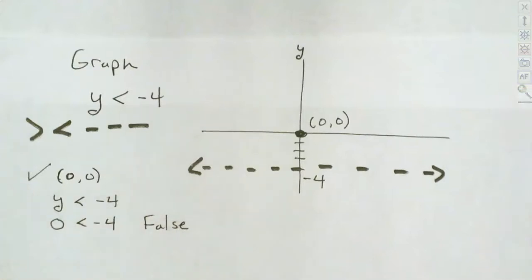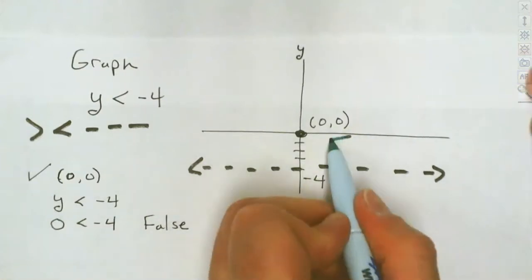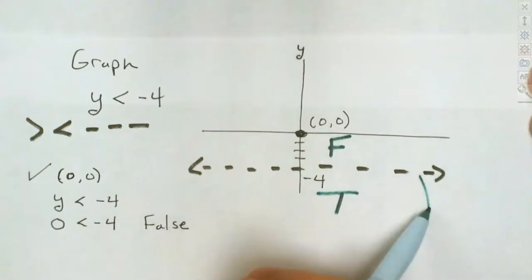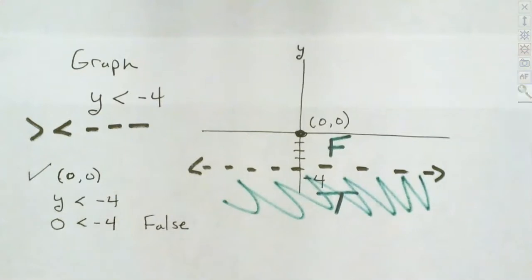So what does that mean? That means this half is false, the lower half is true, and where do we shade? The lower half.